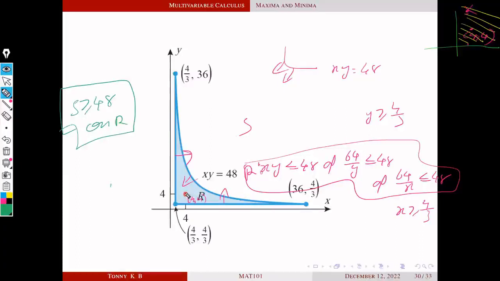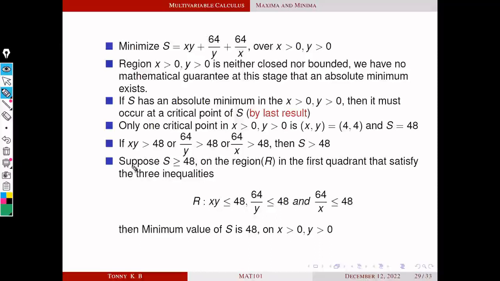Okay, so next we are going to establish the minimum of s on this closed and bounded region is 48. That is very easy, because we have a concrete algorithm to find the minimum of a function on a closed and bounded set. That is our extreme value theorem. So how to find the minimum of this function on this one? The region R means the region bounded by these three inequalities.